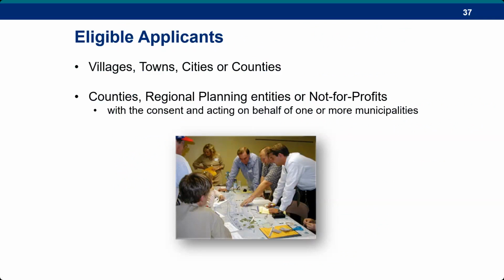Eligible applicants. Please note that applications submitted by a county, regional planning entity, or not-for-profit acting on behalf of another municipality are required to submit a letter or resolution from the municipality participating in the project which demonstrates their consent and support for the application. Also, please note that to be eligible for this grant opportunity, a not-for-profit organization must be incorporated pursuant to New York State not-for-profit corporation law and be approved for tax-exempt status under the Internal Revenue Service on or before December 31st of 2023.